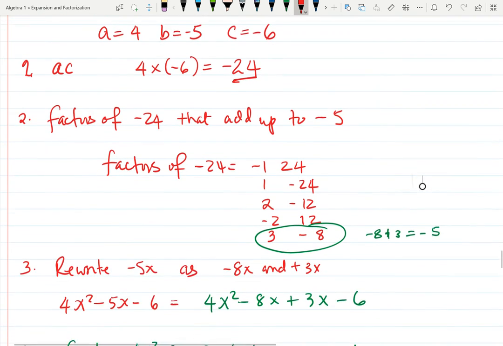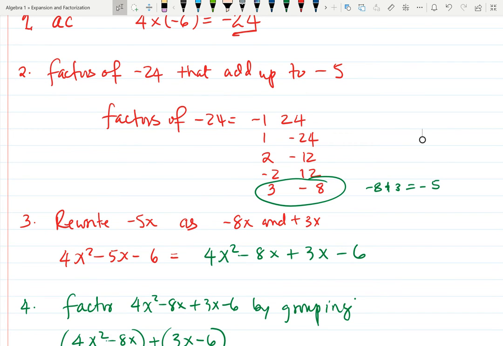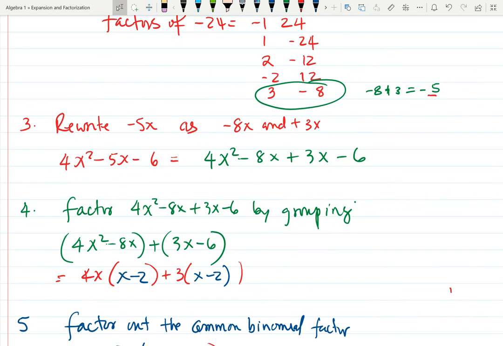Okay, so here we come and list some factors of negative 24. Then we see here, 3 times negative 8 gives us negative 24, and when we add them, it gives us negative 5. So that's the combination we are looking for. So we are going to split negative 5x into 3 and negative 8. We rewrite this negative 5x as negative 8x plus 3x. Same thing.